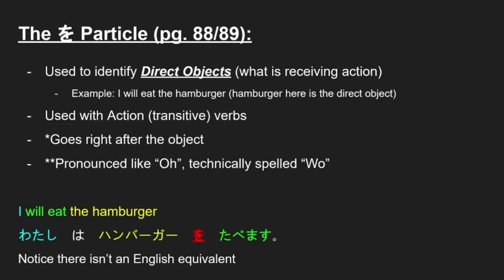I've color coded everything here. This point at the very bottom is just notating that there isn't something in English that serves the same function here. This will be different for most of the other particles, though. O is pretty unique in this way.